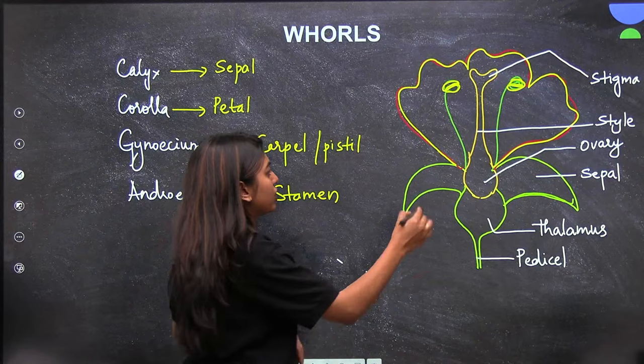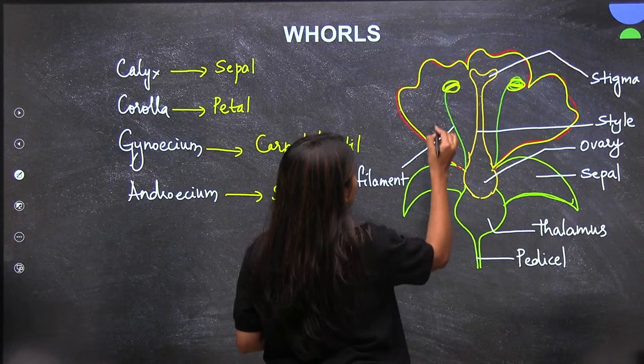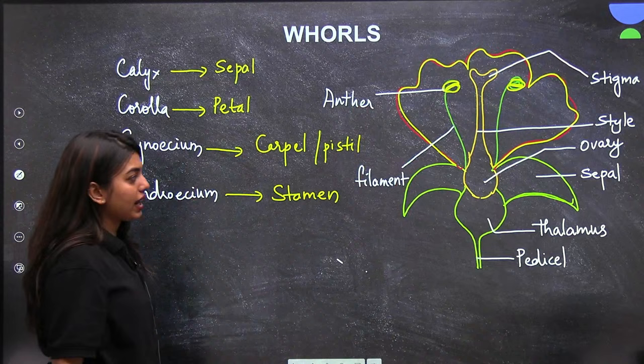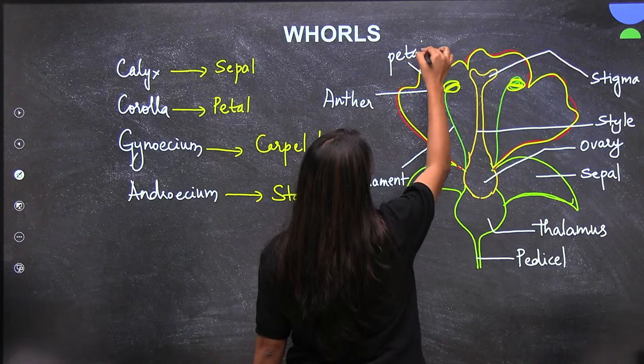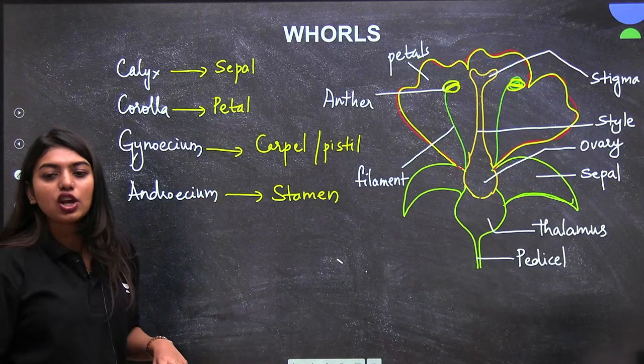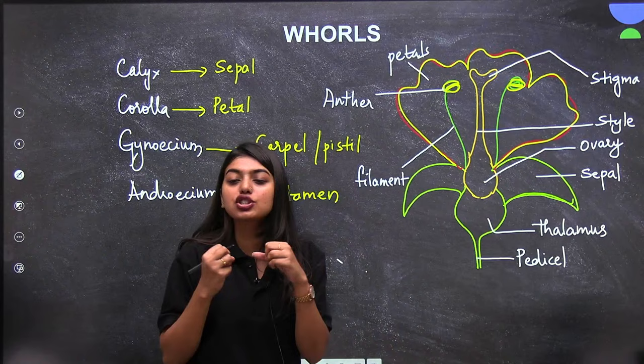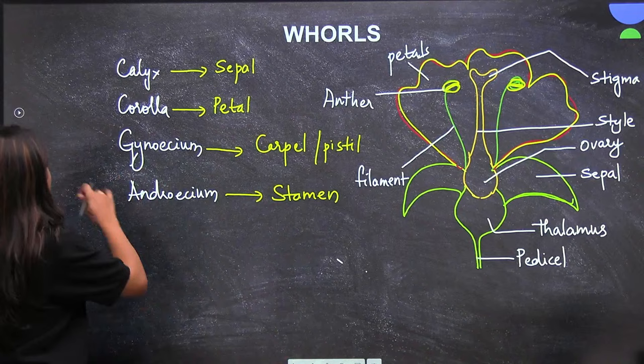Now, this long, again stalk-like structure is your filament. And these lobed structures are called your anthers. And this beautiful structure which attracts all the insects is called the petals. This is a basic flower structure. So, we have the thalamus, which is a swollen portion of the pedicel attached to the flower, and then the pedicel, which is the stalk. Done. Good job.